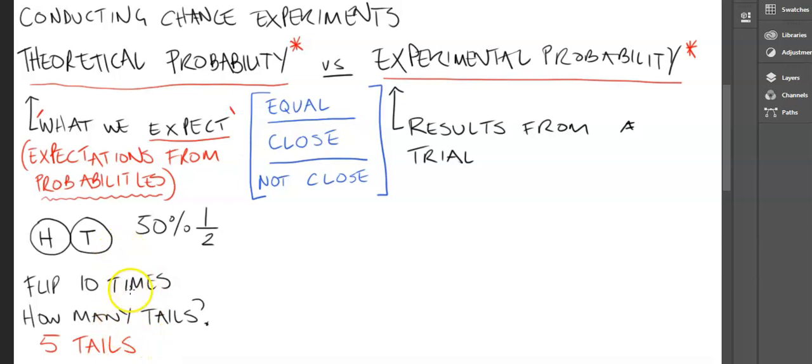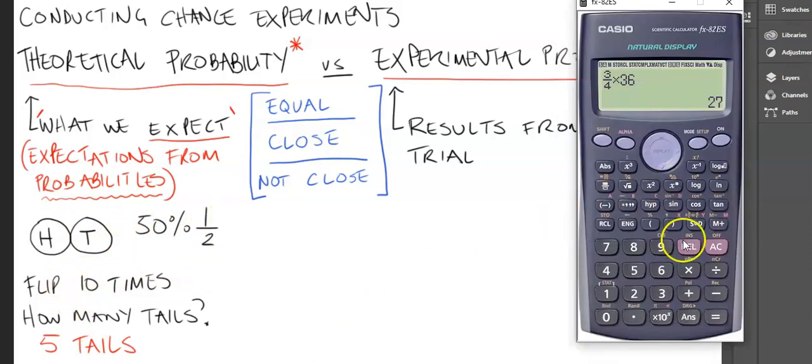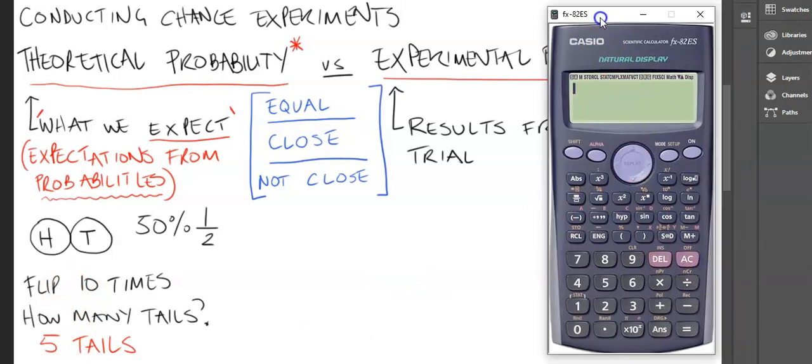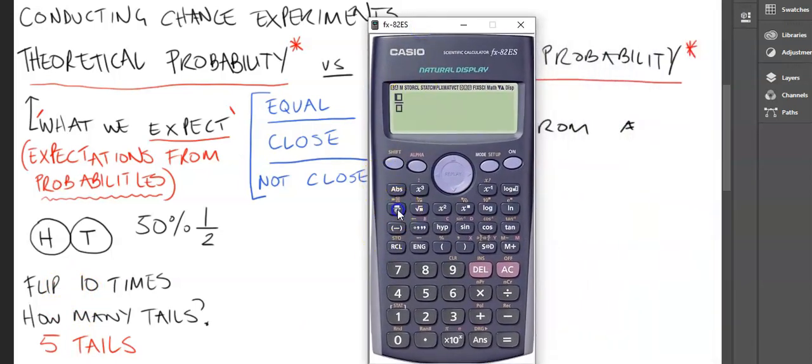And how you would do that is you would just find 50% of 10, or in the calculator, if you were to get the calculator out, you would just work out half, so 1/2, and just times this by how many trials that we're conducting, in this case 10. And so the answer here is 5.